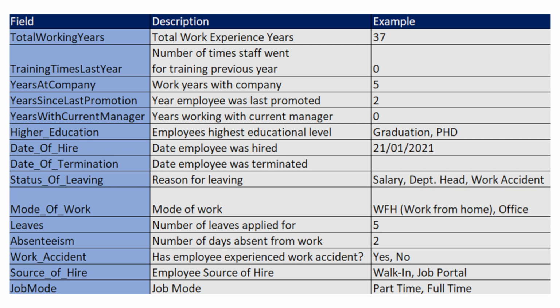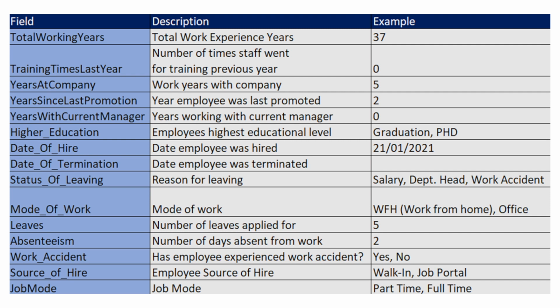We have years at company. This is the actual years the person has worked in the company. You might also want to consider that. We also have status of leaving, where the employee specifically states the reason why he is leaving, perhaps because of salary or departmental head, or perhaps work accident. We also have columns such as the mode of work, where you want to know the mode of work of the employee. We have work from home, or he's physically present in the office.